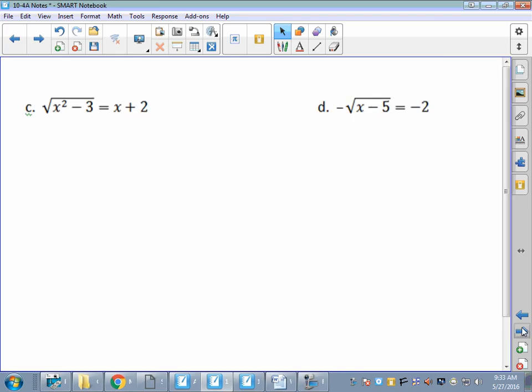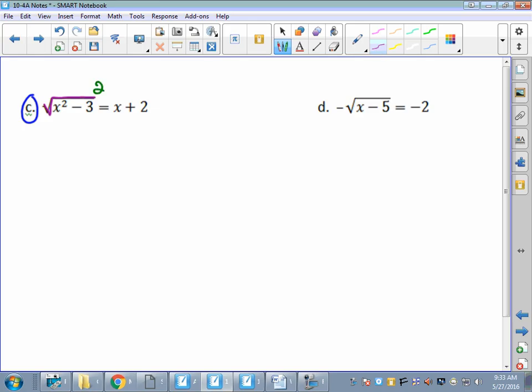Letter C, I wanted to do this one because, first of all, do I need to do any work to isolate my radical? If I look at this, this is my square root, right? There's nothing on the same side of the equal sign with the square root, like how we had the 3 and the plus 8 on that last problem.